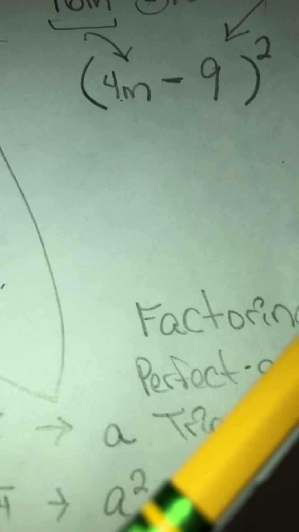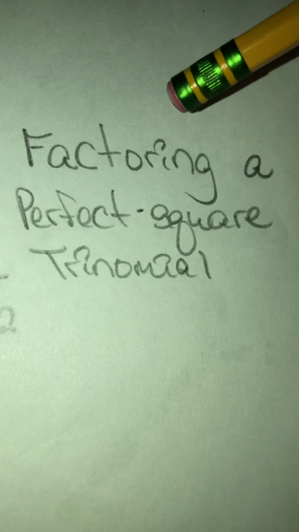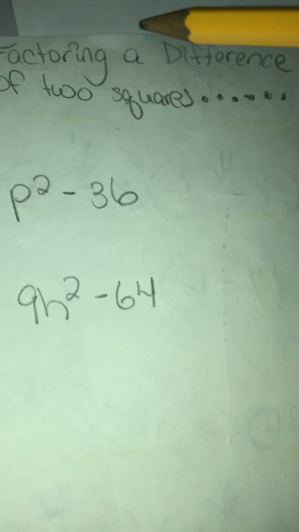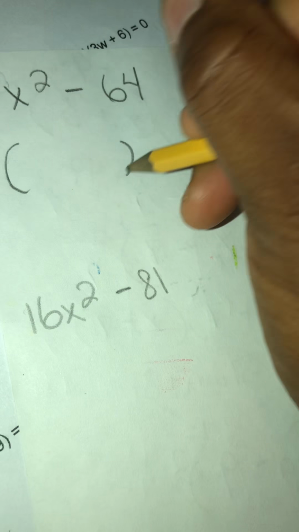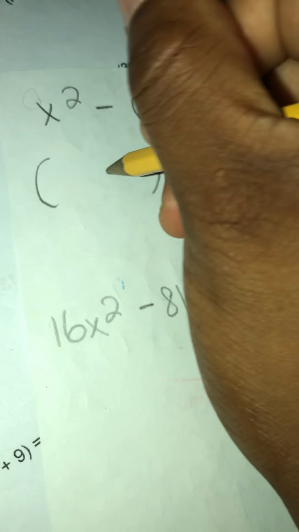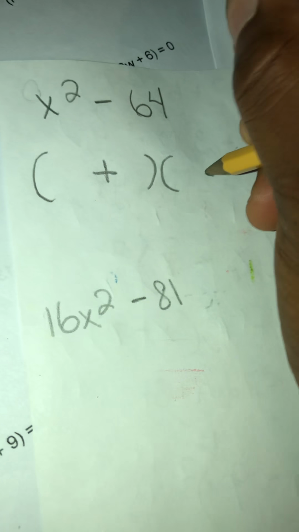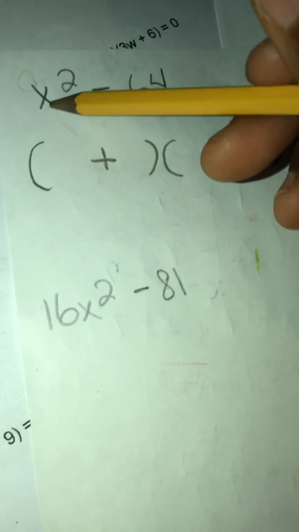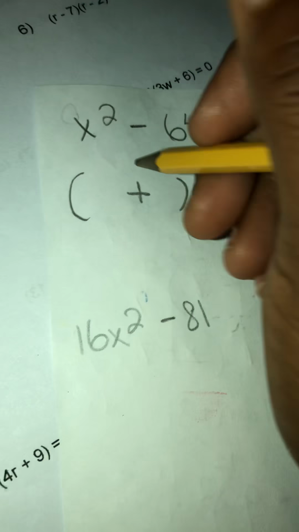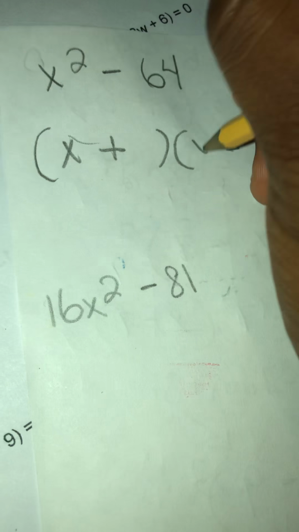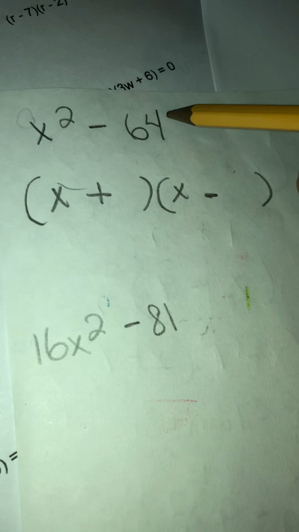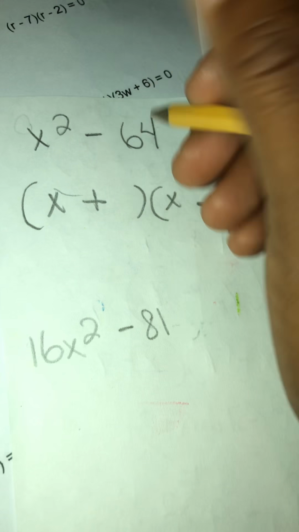Alright, so that was again factoring a perfect square trinomial. Now we're going to look at factoring a difference of 2 squares. Factoring a difference of 2 squares basically means that you're looking at 2 binomials that have a positive and a negative symbol. Same thing like the one before. I take the square root of x to the second power, which is x. So I write x in both terms. And then I take the square root of 64, which is 8.